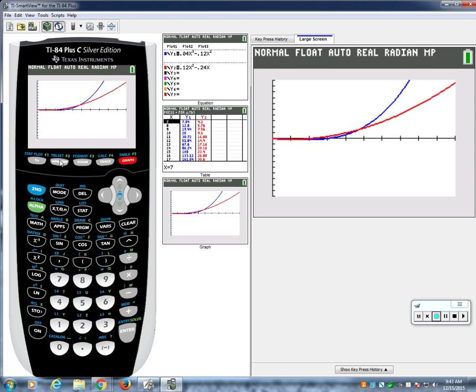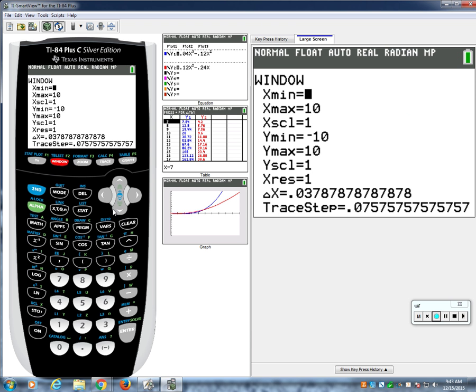I'm going to change my window so I can see a little bit better what's going on there. It's a cubic velocity.